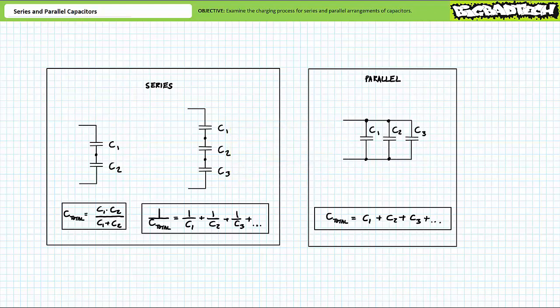The process was easy enough if you could remember this simple rule. Do the opposite you would do if calculating resistors in series and parallel. To calculate the total capacitance of a series arrangement of two capacitors C1 and C2, multiply C1 times C2 and divide it by C1 plus C2.